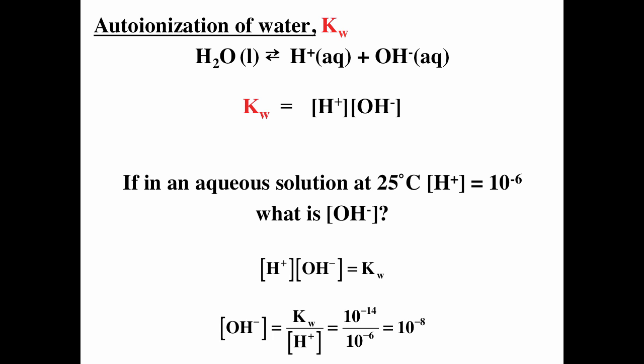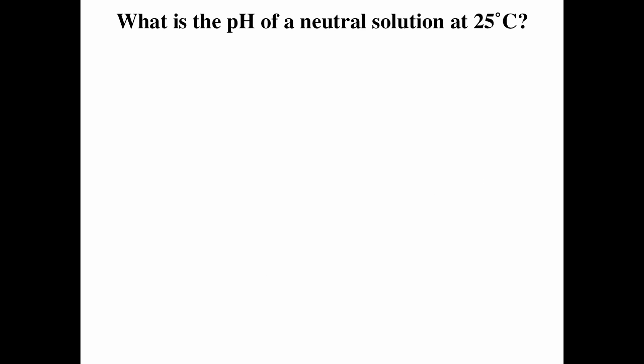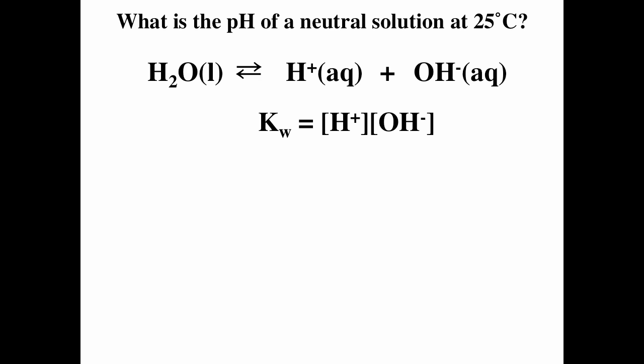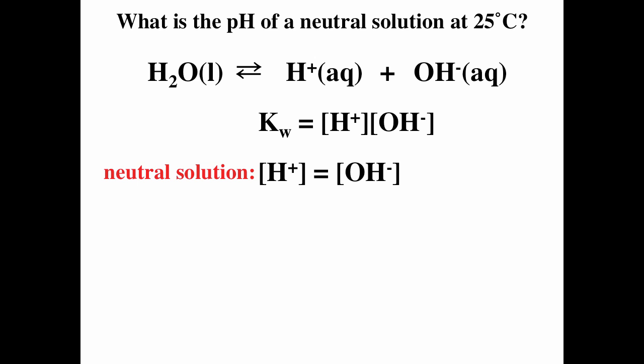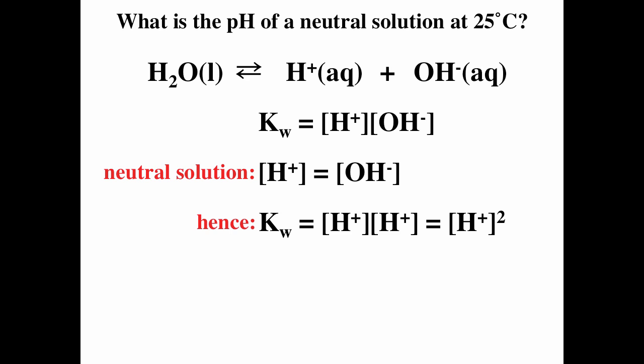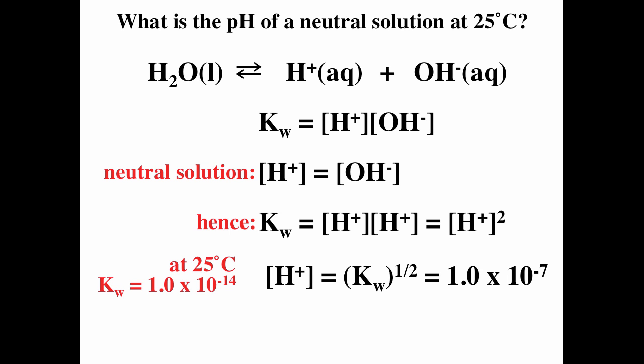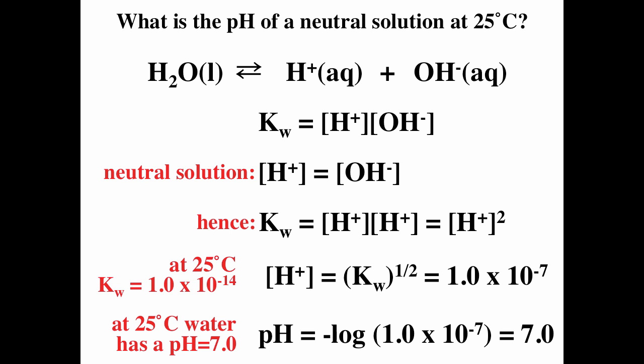Now, this equilibrium also gives us a pH of 7 for neutral solutions at 25 degrees Celsius. And so we can calculate the pH of a neutral solution at 25 degrees Celsius. For a neutral solution, the hydrogen ion concentration is going to be equal to hydroxide ion concentration. And so we can substitute hydrogen ion concentration for the hydroxide ion concentration. And so we end up with Kw equals hydrogen ion concentration squared. And so the hydrogen ion concentration is going to be equal to the square root of Kw. And again, at 25 degrees Celsius, Kw is 10 to the minus 14th. And so hydrogen concentration is 10 to the minus 7th. The pH is minus log of the hydrogen concentration. That's how we get the pH of 7. And so the pH of 7 at 25 degrees Celsius for a neutral solution comes from the Kw.